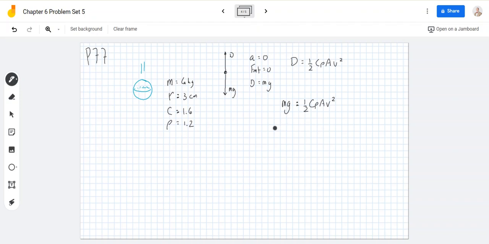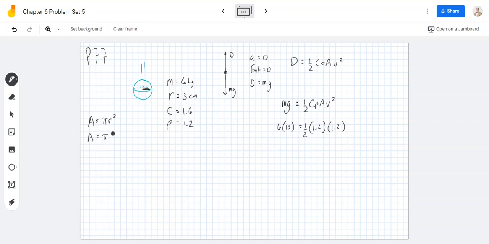And you know these things. So it's a 6 kilogram ball. Gravitational field strength is 10. 1/2 c, which they told us is 1.6. Rho, they told us is 1.2. Now, here's the A thing. The A is the only hard part. So there's the R. The effective cross-sectional area is a circle. I know in a technical sense you're seeing more area, but that's the shape of the object going into the C. So we're going to go with pi r squared.